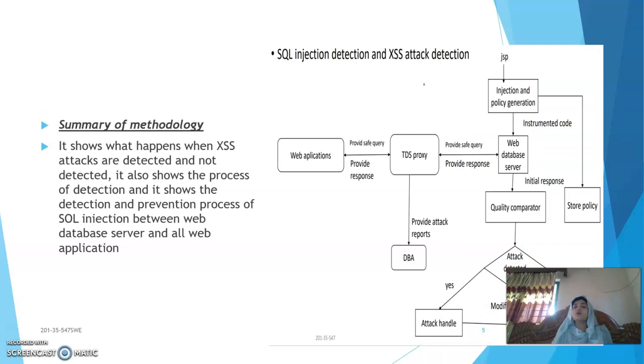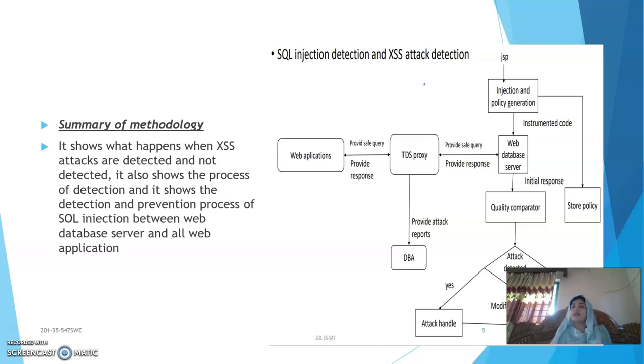Now we are going to see the methodology of this research paper. Here a diagram shows SQL injection detection and cross-site scripting attack detection at the same time. On the right side we can see JSP. From the JSP to the right side of this diagram is entirely the SQL injection and cross-site scripting attack detection, and from web application to web database server is the SQL injection detection.